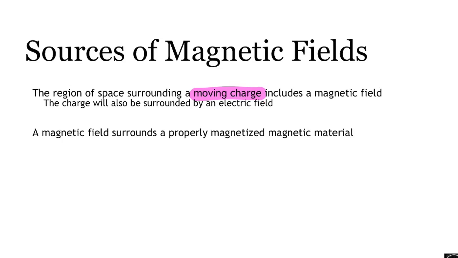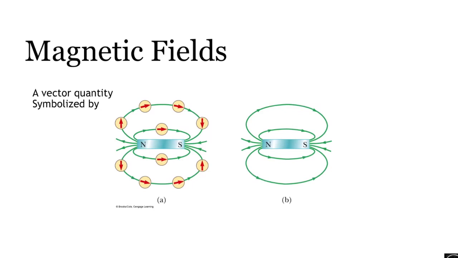Magnetic field surrounds a properly magnetized magnetic material. This is the one that Madam said just now, for example, a permanent magnet. So magnetic field, okay, magnetic field is an imaginary field. We cannot see it physically with our naked eyes.